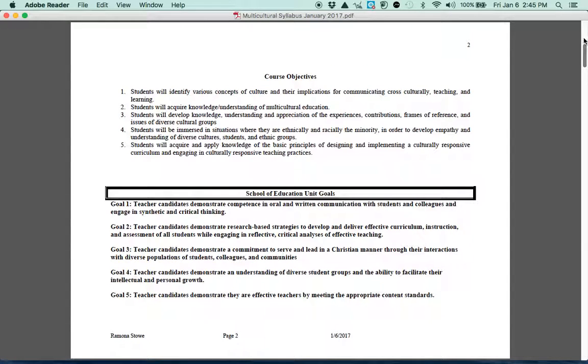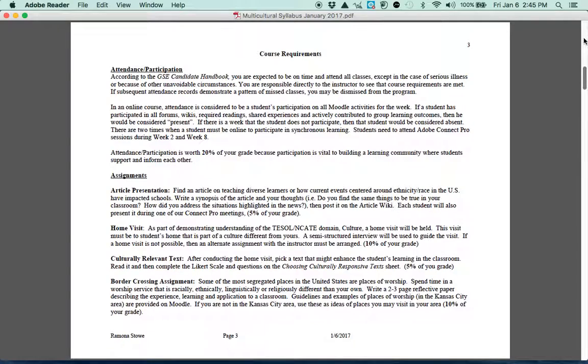On the next page, you'll actually see our course objectives. Again, we'll be looking at cultures, we'll be looking at teaching, we'll be looking at what is multicultural education, looking at different cultural groups. We'll have you immersed in a situation where you'll be the minority, and then looking at and developing culturally responsive teaching curriculum and teaching practices. Below that, you'll see our School of Education unit goals. Those are just the general goals for all of our courses.